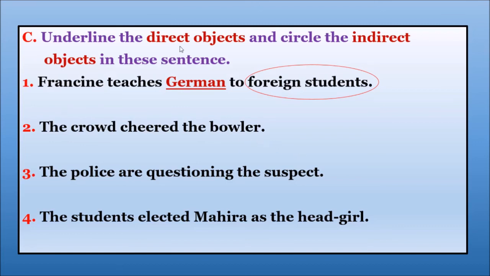Okay. We have to underline the direct object and circle the indirect object. So underline the direct object bowler, and circle the indirect object crowd. Okay, guys.